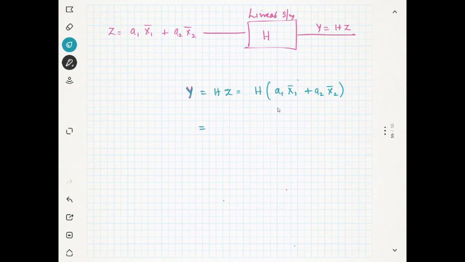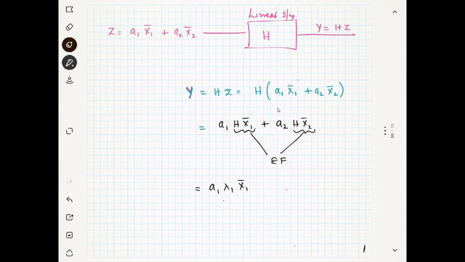So this is equal to H into A1, which is a constant. So you can write it first because it is a constant, a scalar value: A1 into H into x1 bar plus A2 into H into x2 bar. Do you agree with me? But these two are eigenfunctions. You know this. So for an eigenfunction, H into x1 bar is nothing but lambda 1 into x1 bar.